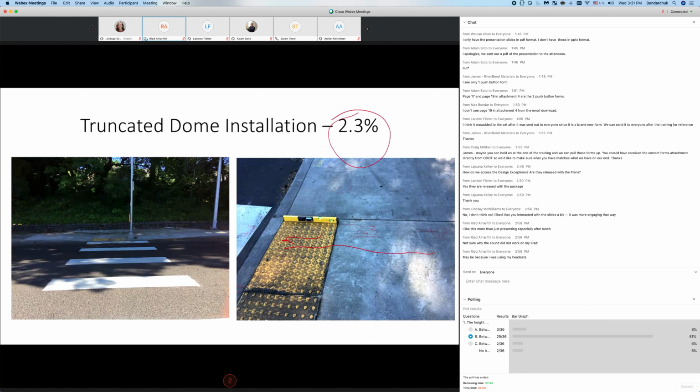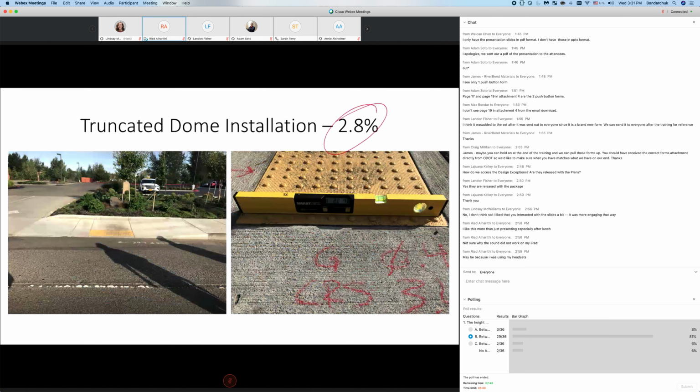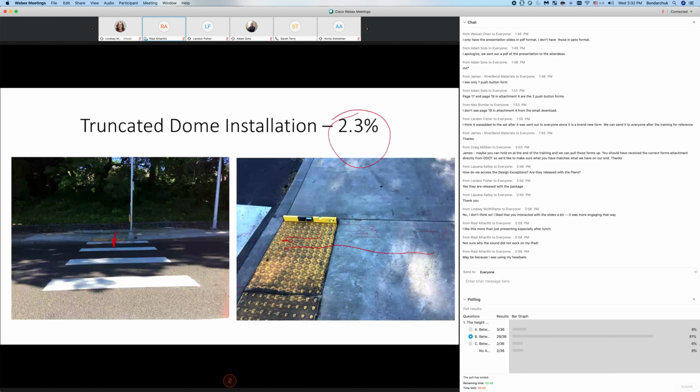Again, here is 2.8% slope on the truncated dome. Probably the concrete was fine, I'm not sure, but it seems like this is one that failed. The 2% we're talking about is if it's a parallel ramp like this one. So if it's a parallel ramp, less than 2% is expected. If you are on a perpendicular ramp, it is 8.3 or 7.5 per the designer.